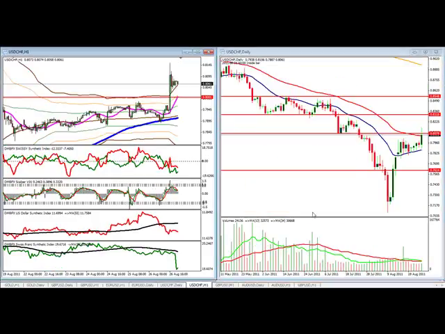Finally, with the dollar franc, we can see that we finally did make that run to the 50 moving average. That's what we've been talking about for the past 2 weeks. When will we get there? Well, we got there, and notice that when we got there, we broke through, and then the sellers brought us right back down.